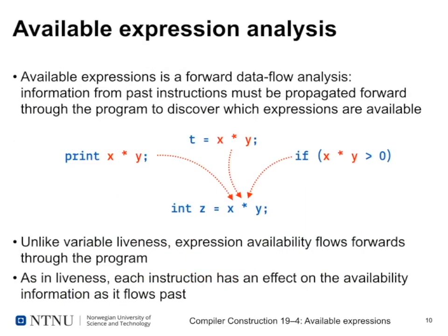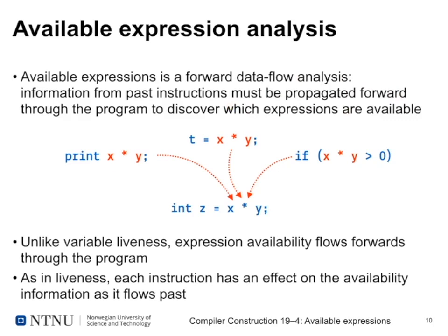So available expressions is a forward data flow analysis. So we need to know what happened before, so which expressions have been calculated before, and if the values of the variables that make up these expressions have not been changed. So information from past expressions must be propagated forward throughout our program to discover which of the expressions are actually available.